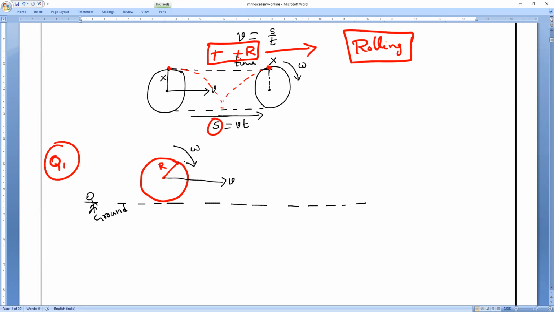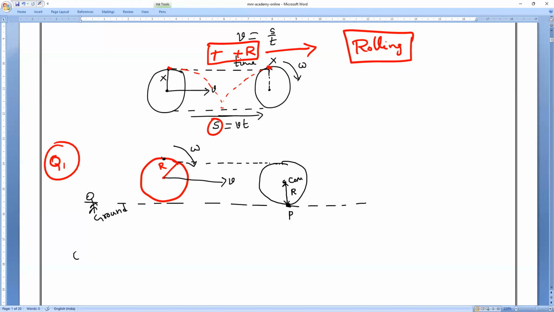Now after traveling a certain distance, the point P I have chosen is touching the ground. From the center of mass, what is the distance of that point? That is only equal to the radius. Clear, everyone?